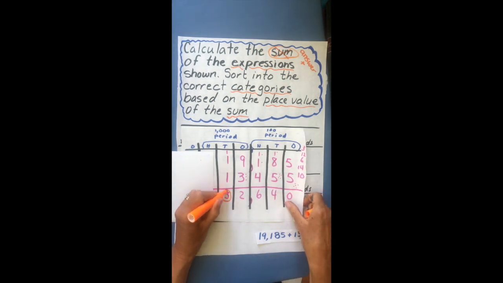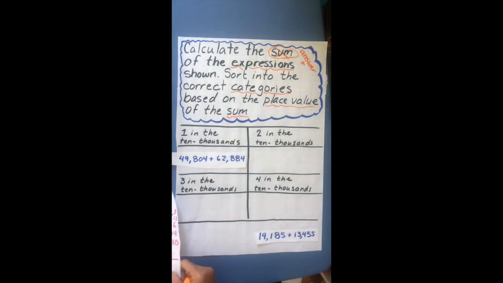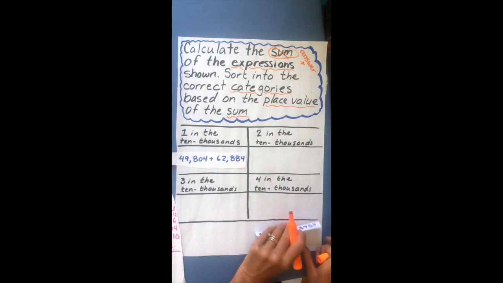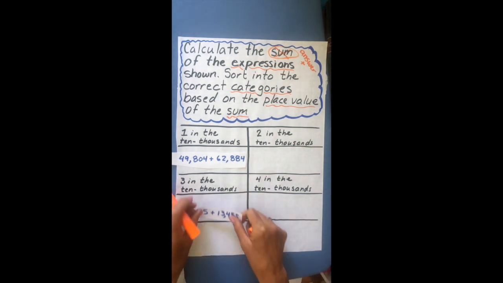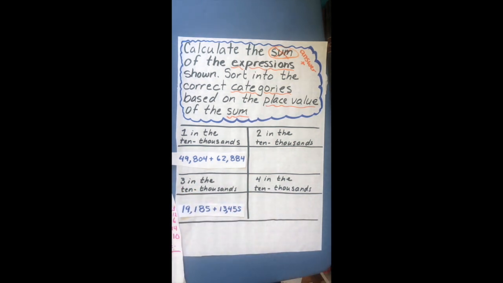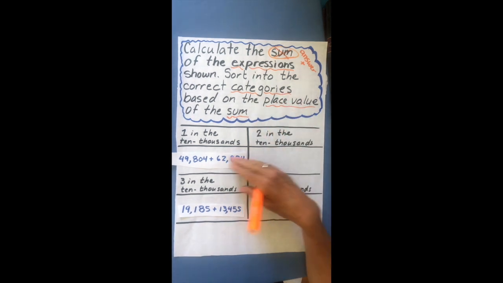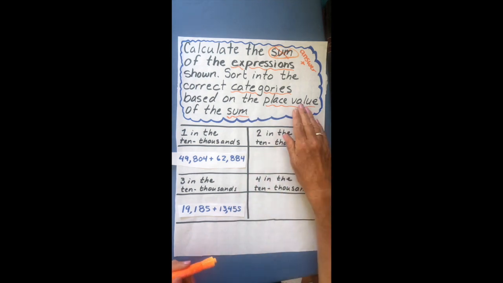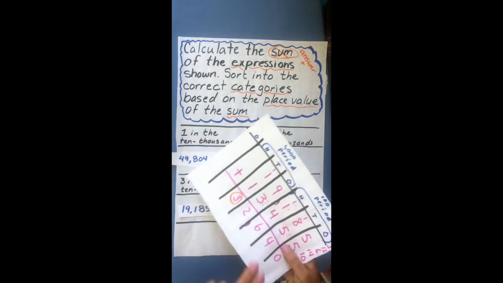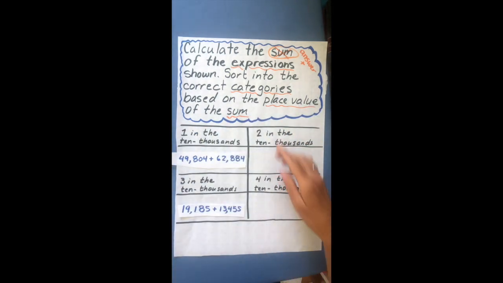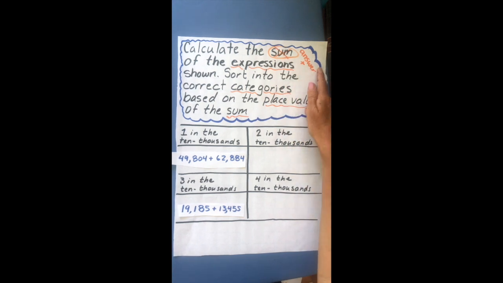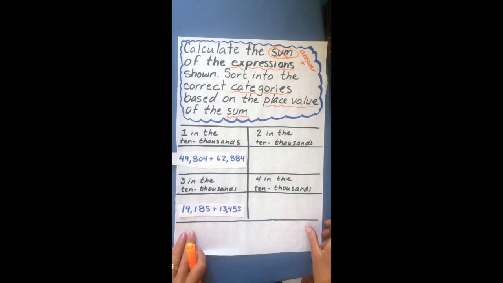It looks like that's a 3. So I look, and it looks like that goes there, because there's a 3 in the 10,000s place. Okay, so that's going over the word category, which is the proper box, place value, which means use a place value chart, sum, which is the answer to addition. So that's problem number 1.